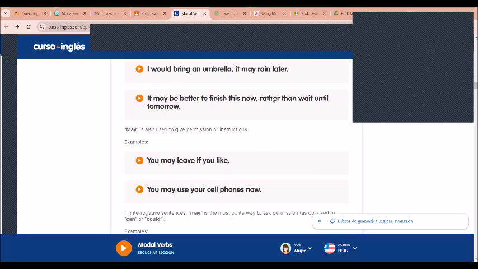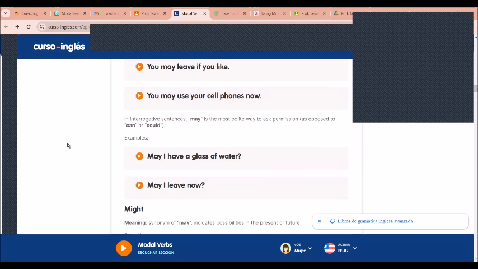Good. All right. Now, we saw can, we saw could, and now we're seeing may. Notice how they are very similar when it comes to questions. Naomi, how do we use may for questions? In interrogative sentences, may is the most polite way to ask permission, as opposed to can or could. For example: may I have a glass of water? May I leave now?